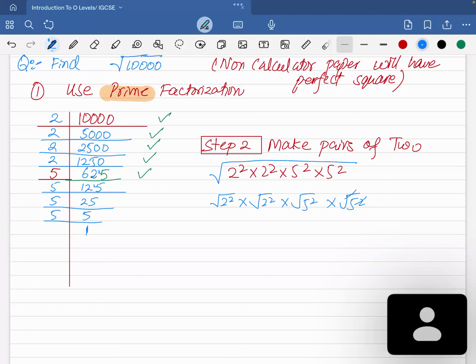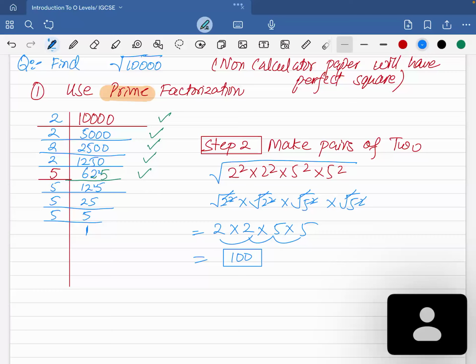Beta, can I cancel square roots? Yes, sir. I am left with 2 times 2 times 5 times 5. So 2 twos are 4, 4 fives are 20, and 20 times 5 is 100. To cross check, you can check that 100 square is 10,000 and the square root of 10,000 would be 100. Agree? Yes or no?